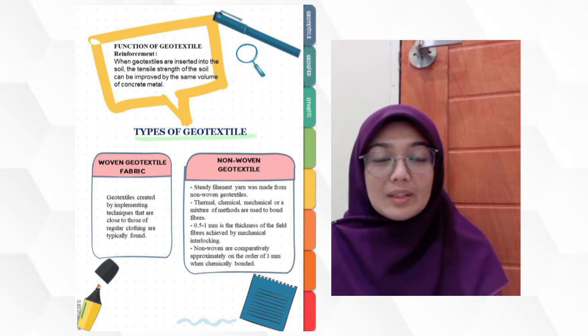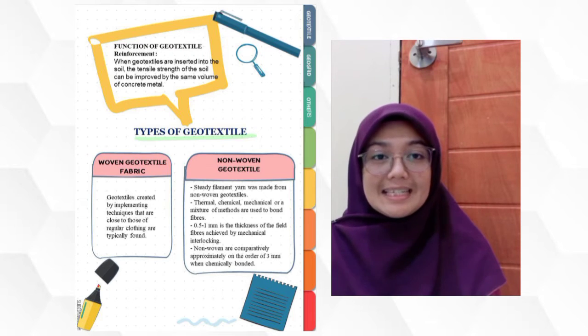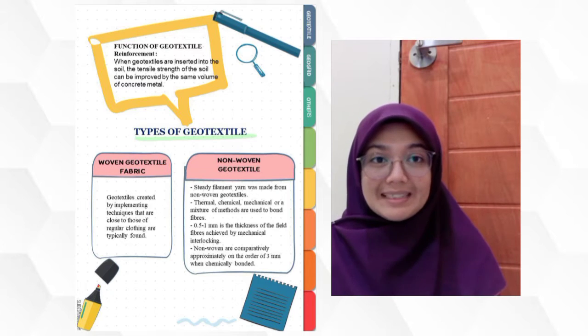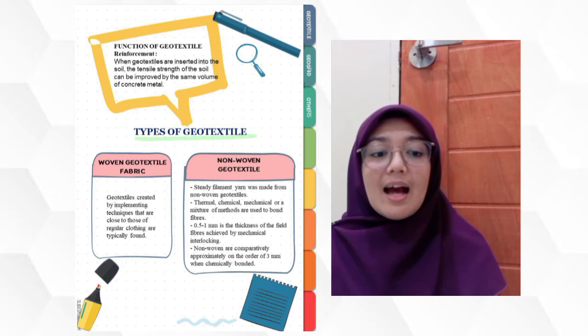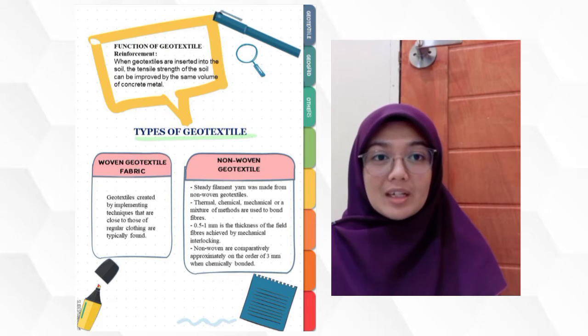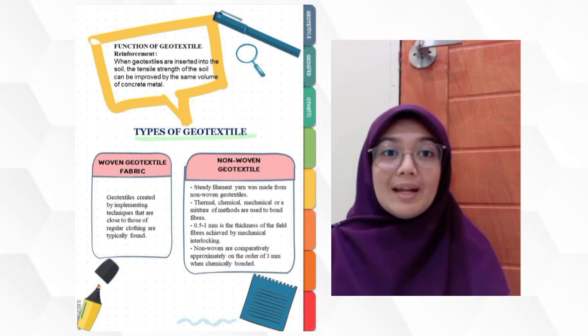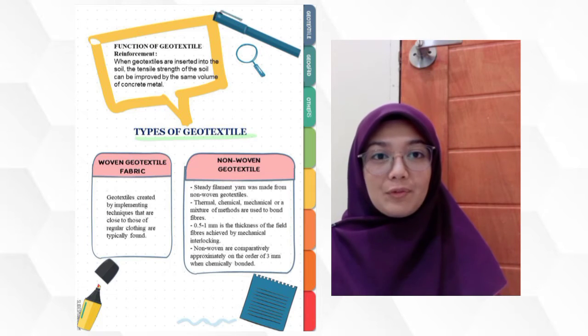For the non-woven geotextile, at first, continuous filament yarn was used to make non-woven geotextile. Secondly, thermal, chemical, mechanical, or a mixture of methods are used to bond fibers. Moreover, 0.5 to 1 mm is the thickness of the fibers achieved by mechanical interlocking. Finally, non-woven geotextiles are approximately on the order of 3 mm when chemically bonded.